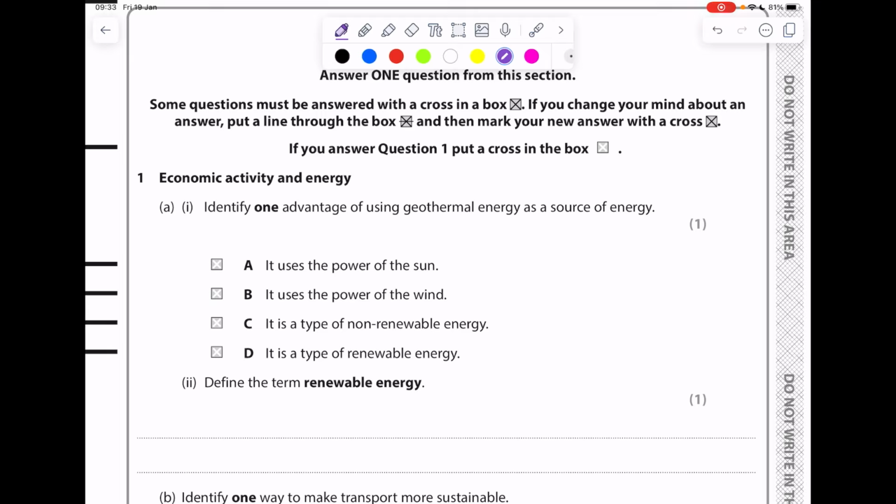Remember, it's a renewable source that uses heat from the Earth's mantle. It uses the power of the sun, no. It uses the power of the wind, no. It is a type of non-renewable energy, absolutely not. That's something like natural gas, coal. It is a type of renewable energy, yes.